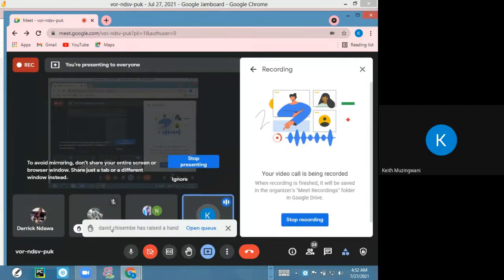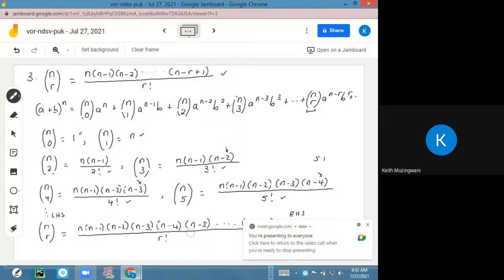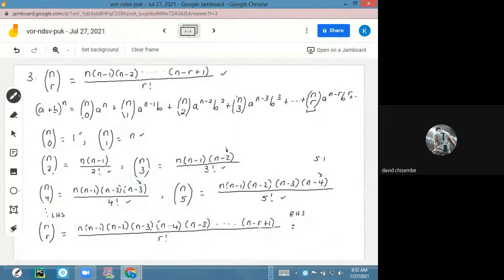There's a question from David. Yes, sir. Are we supposed to end there on n minus 5? Or since it's saying n minus 1, n minus 2, should we end up to 2 and put n minus 1, or n minus r plus 1 over r factorial? It actually doesn't matter. Those dots are telling you that you are free to put anything that you want, as long as you get to the last one. Oh, okay, sir. Thank you.